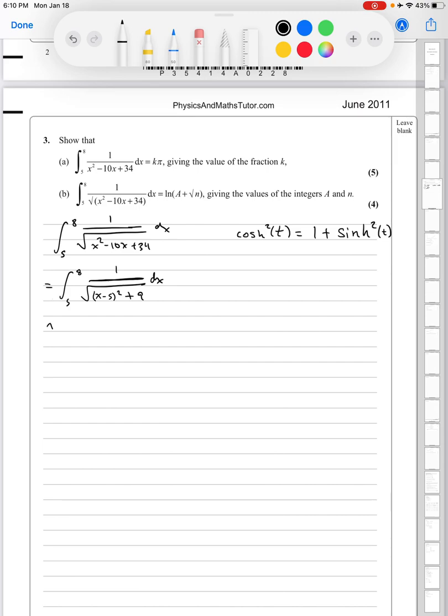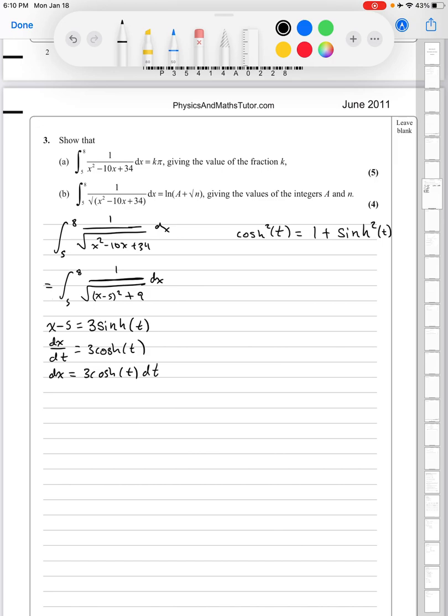So if we use sinh, we would say x minus 5 is equal to 3 sinh. Okay, so a very similar substitution to the one that we did last time. We take the derivative again, so we end up with dx dt, the 5 is going to go away, is equal to 3 cosh. And so dx is just 3 cosh of t dt.